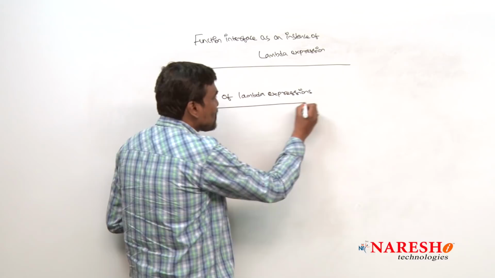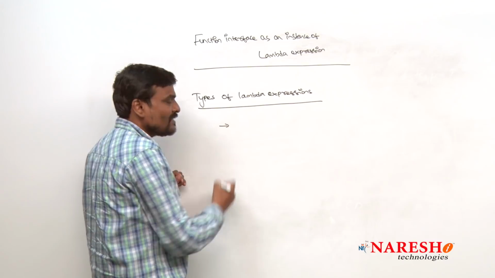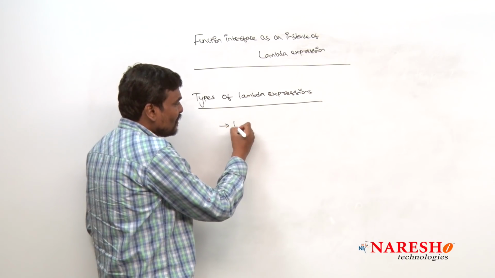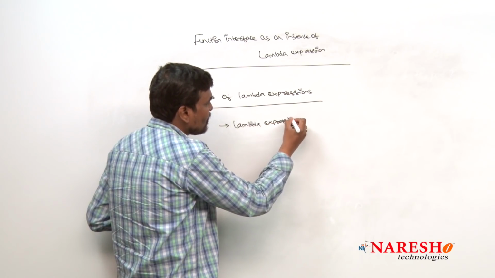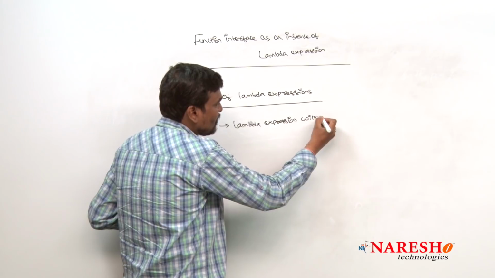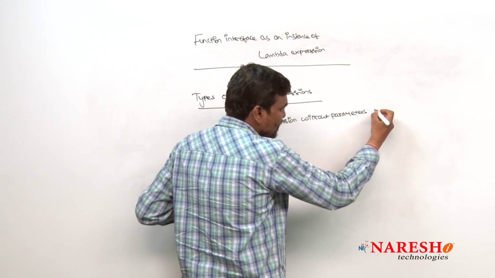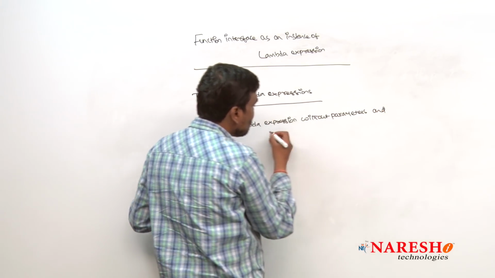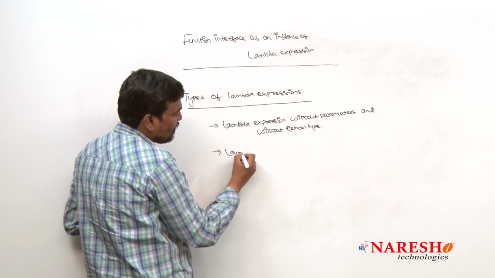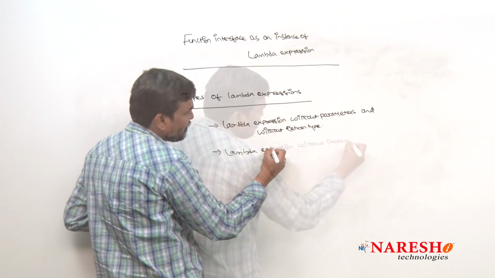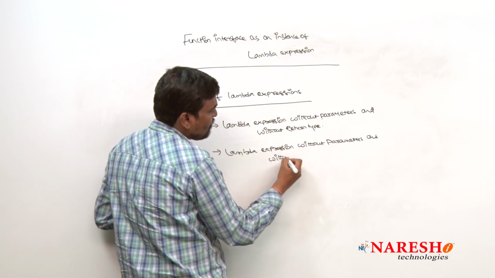So, types of lambda expressions. Now when you see the types of lambda expressions, we have different types of lambda expressions. You can have a lambda expression without parameters and without return type, and you can write a lambda expression without parameters and with return type.